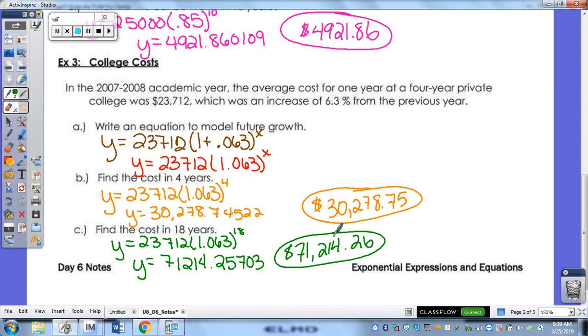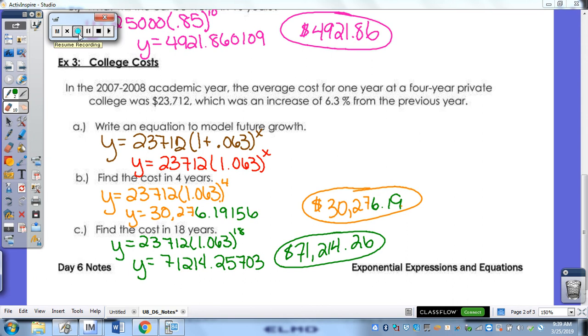Yes, Jacob. There we go. Fixed my error. Actually, I typed in that 14 instead of a 12.